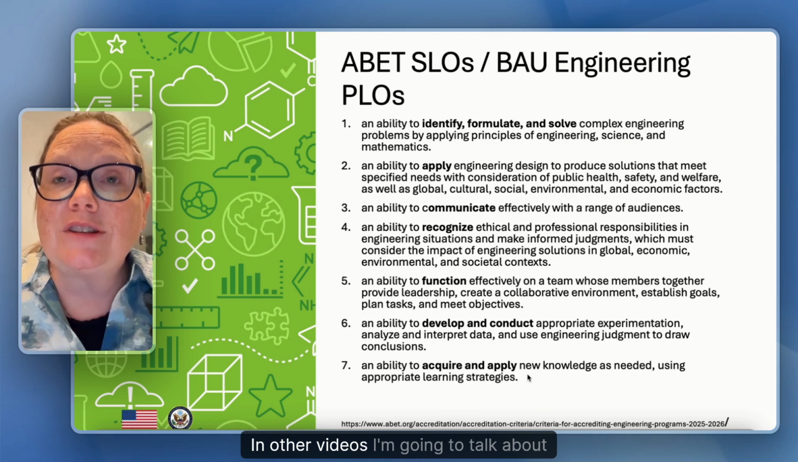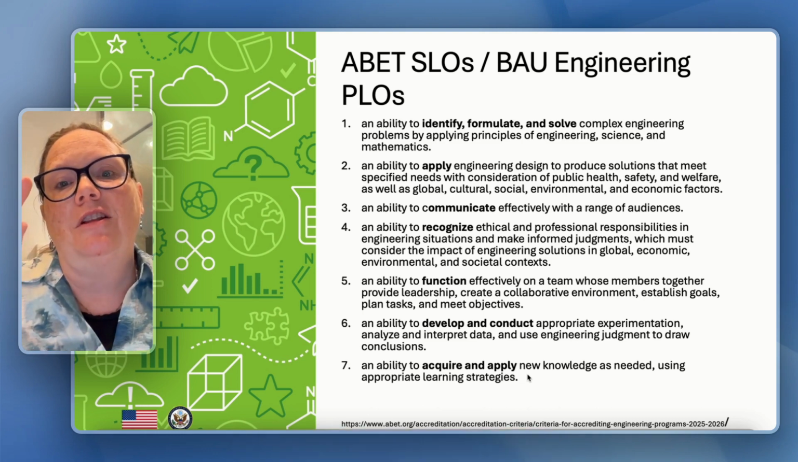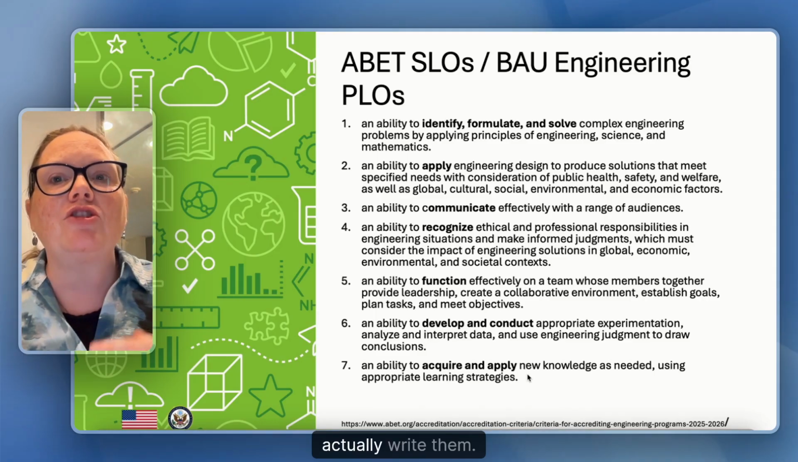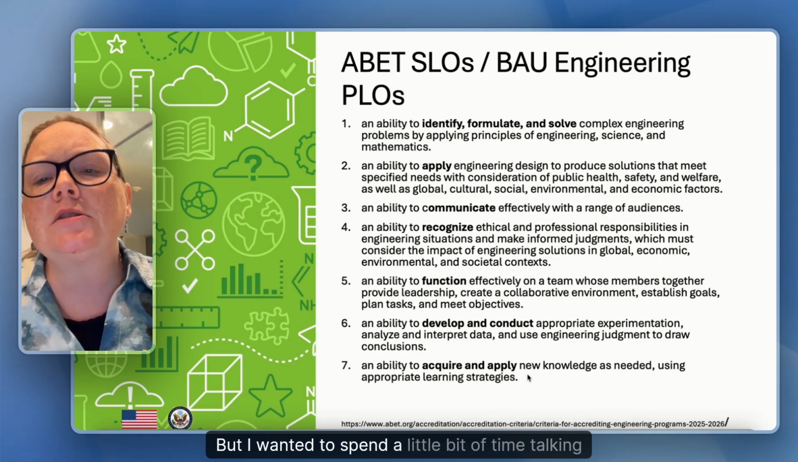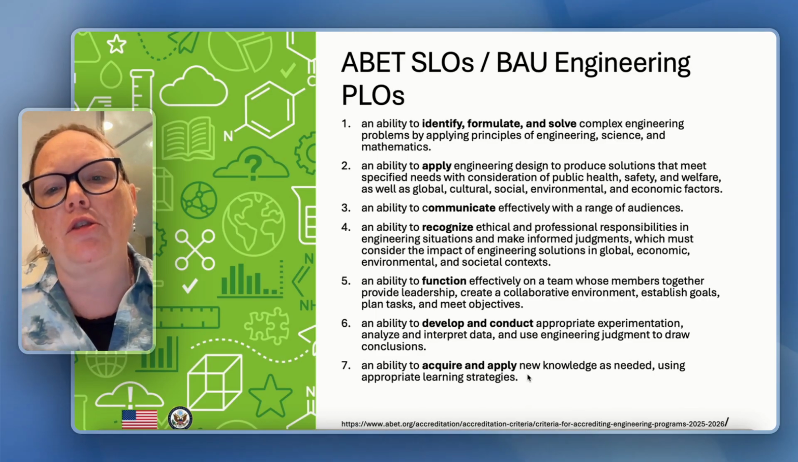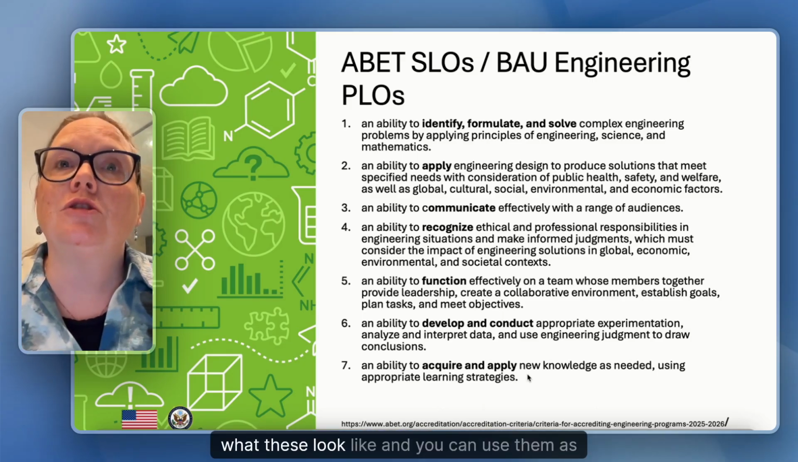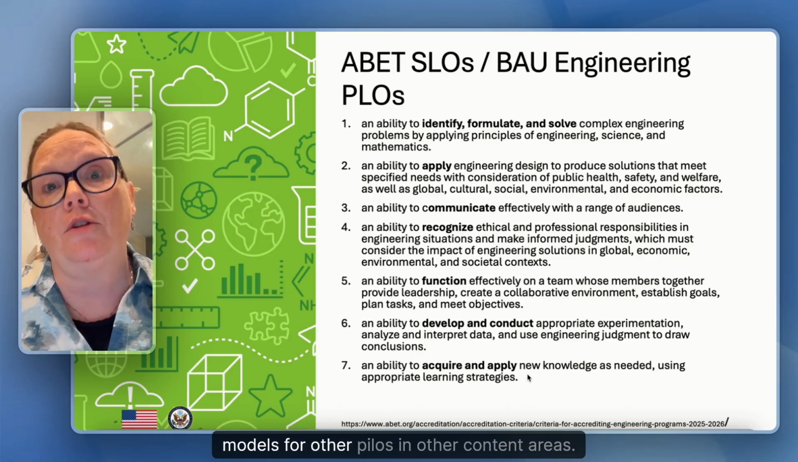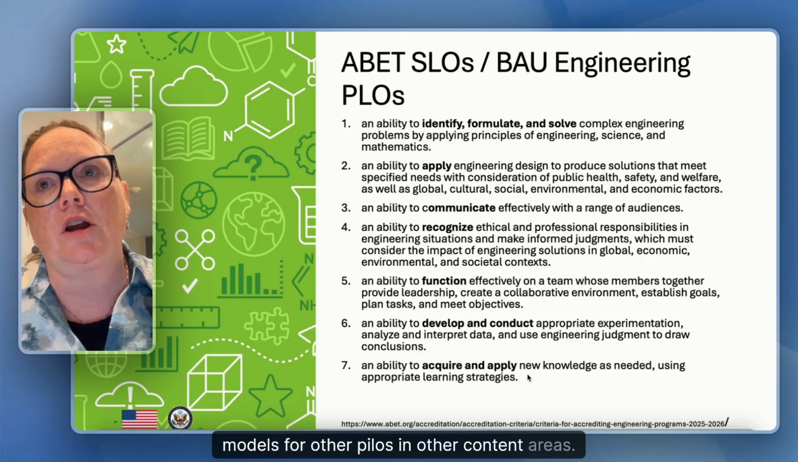In other videos, I'm going to talk about how we decide on these verbs and how we actually write them, but I wanted to spend a little bit of time talking through what these look like, and you can use them as models for other PILOs in other content areas.